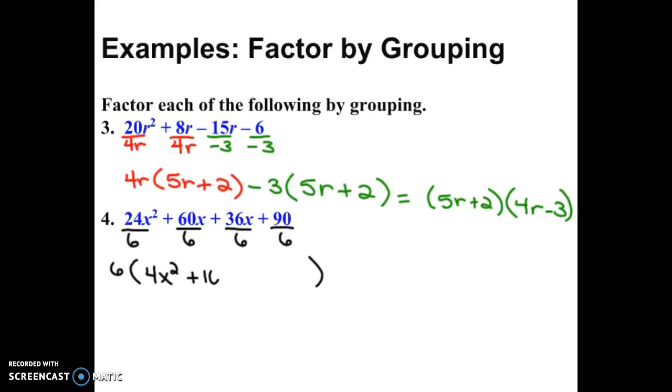4x squared plus 10x plus 6x plus 15. And what I'm left with is what I'm going to use grouping for. At the end of the problem, I'll stick a 6 in front of my answer because I originally pulled it out. Looking at the first two terms, the greatest common factor ends up being 2x. So when I take a 2x out of both of those, when I divide by that, I'm left with 2x plus 5.